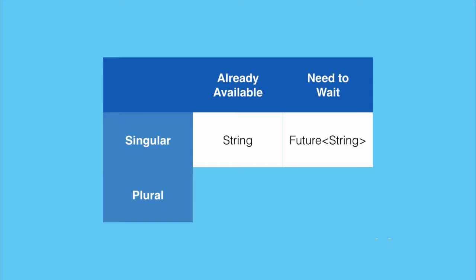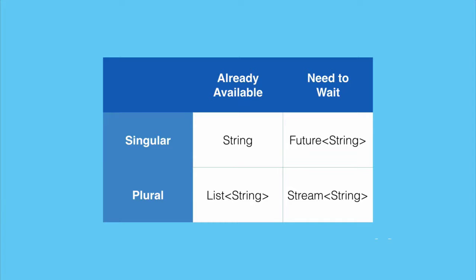But what about plural items or multiple items? So the readily available multiple version of a string would be a list of strings, right? It would just be a list that contains many strings. But what if we had to wait for this list of strings to come through? What is the plural version of a future string? Well, that's a stream of strings. Just like sushi that's being added to the conveyor belt, they could be added to the stream at any time. And as long as we are subscribed to that stream, we'll get notified every time there's a new piece of data that's been added to the pipeline or the stream.